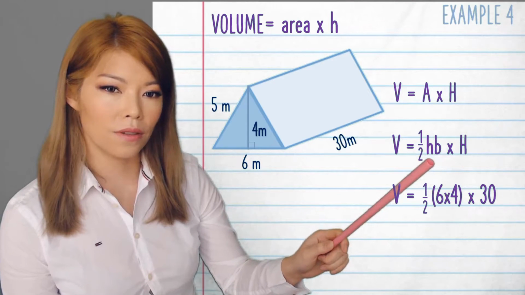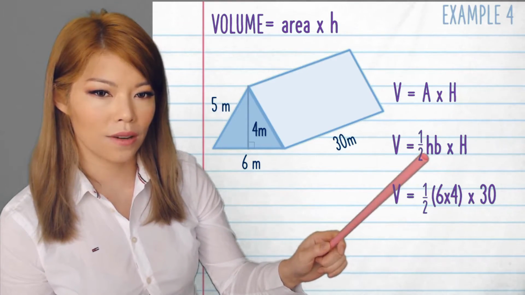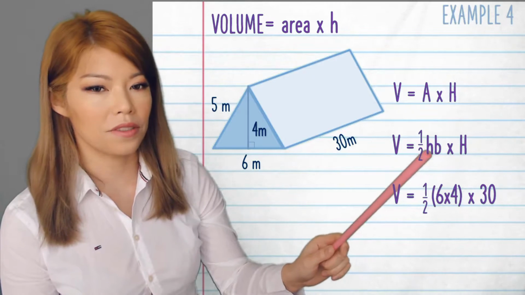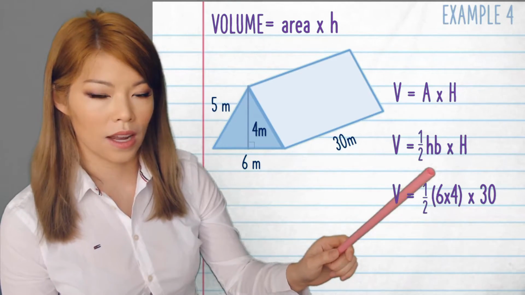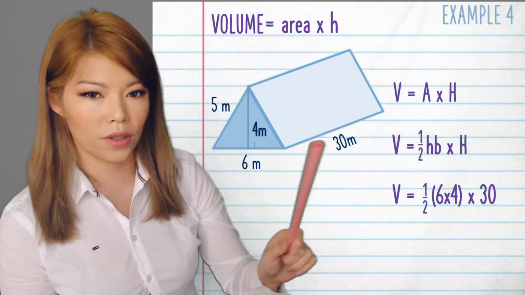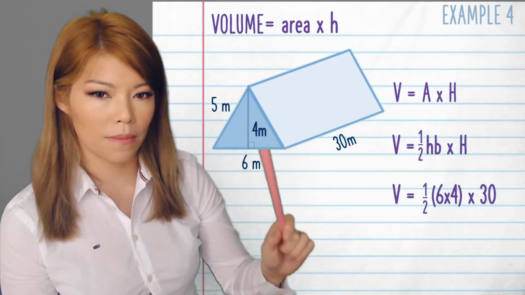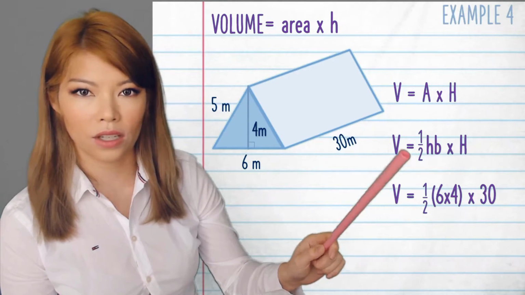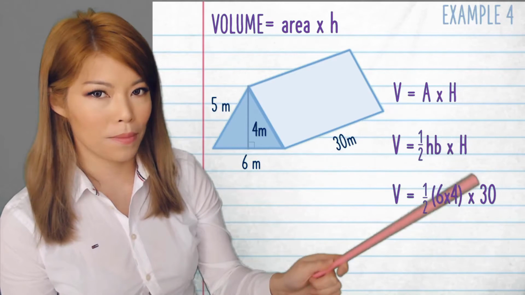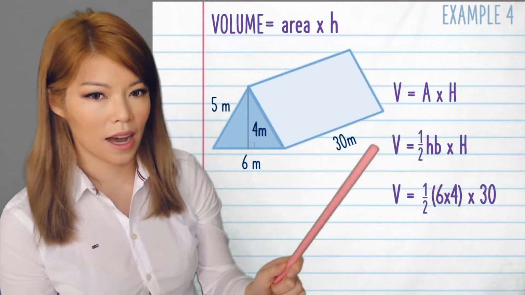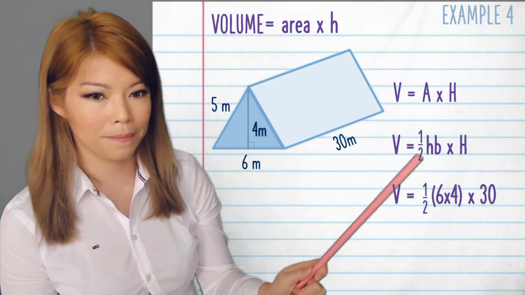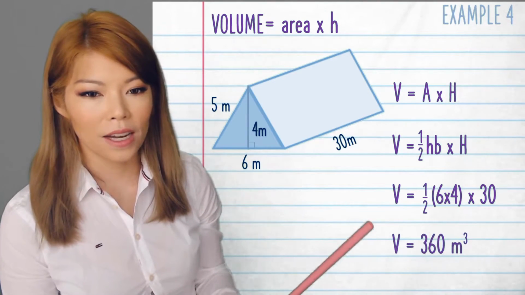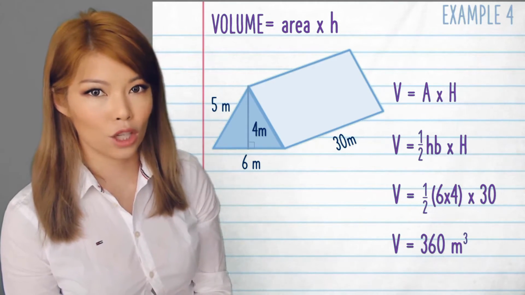Be very careful in this example, the height of the triangle and the height of the whole shape is not the same h. So I like to use capital H when I refer to the 3D, the whole shape, so that I don't get confused with the h of the triangle. So make a note of that. Triangle height and height of the whole shape, not the same. Okay, plug that into the calculator, we get 360 meters cubed.